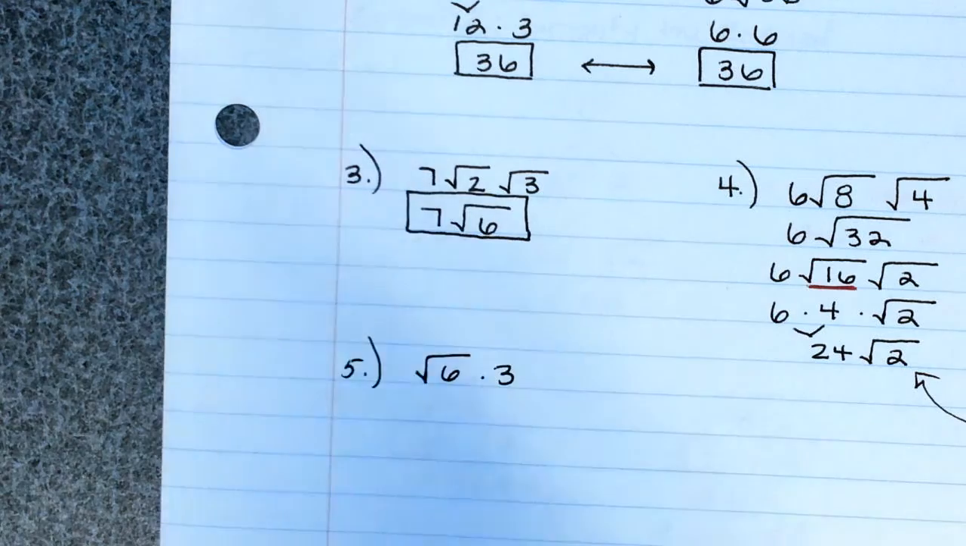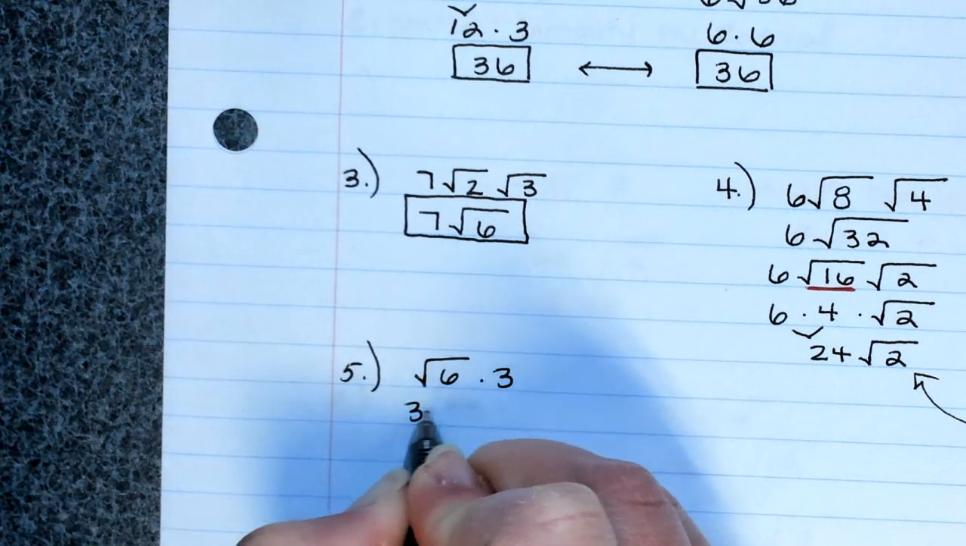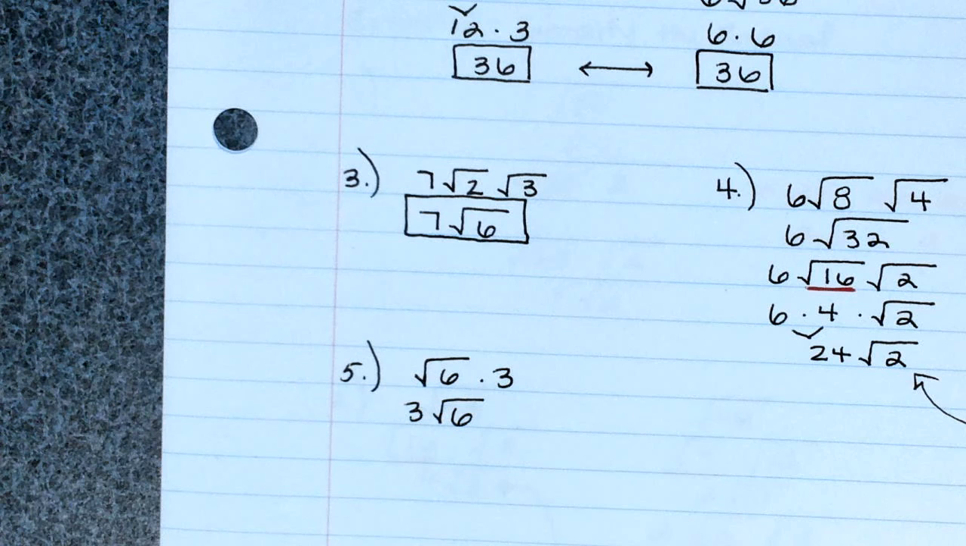You always do a number times the radical. So we just like to put the 3 in front of the 6. So you just change the order of the multiplication. That's the only thing you can do there. Because the number you always want in front of the radical. Is that okay?